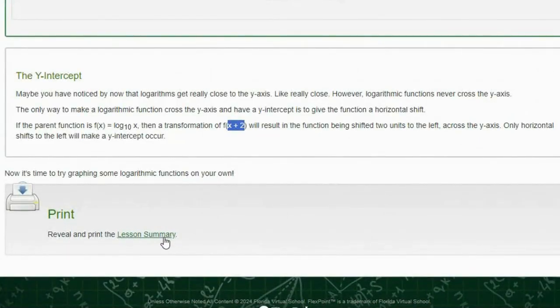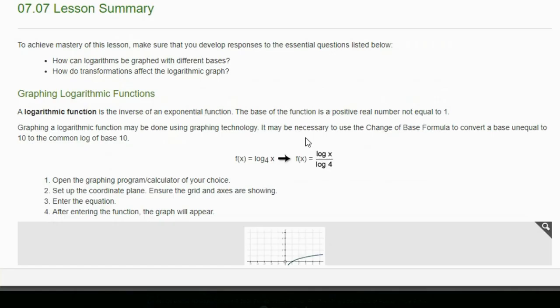All right, lesson summary. Look at page 2. We've got our lesson summary. I said this was a short lesson because it's all about graphing, and we have Desmos. So how can logs be graphed with different bases? Did that by dividing. And how do transformations affect the log graph? Exactly the way they affect all the other graphs.